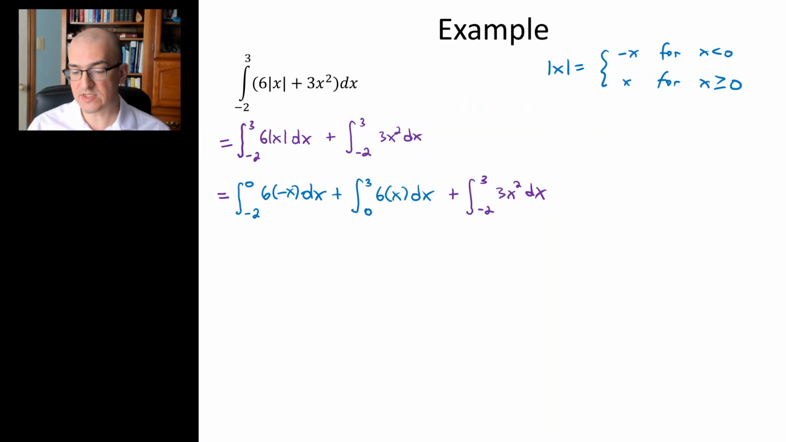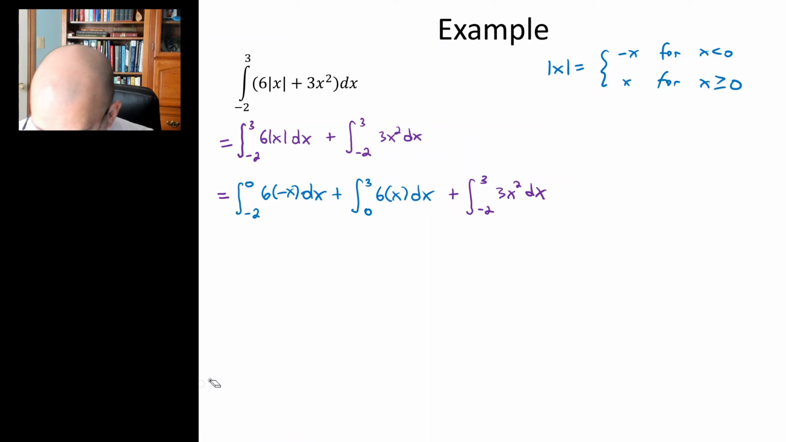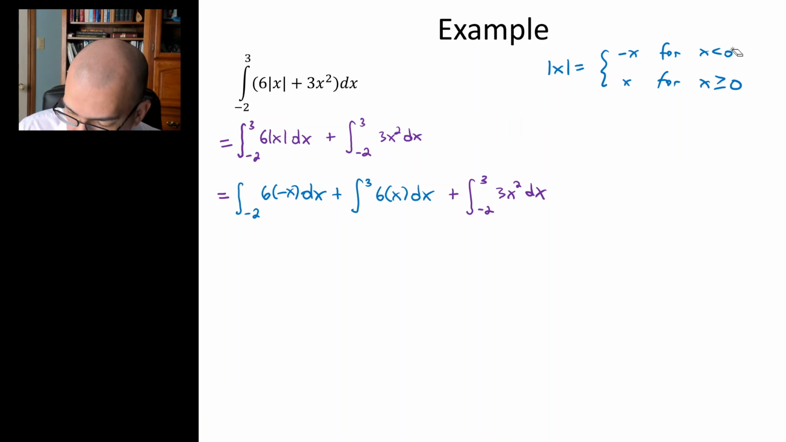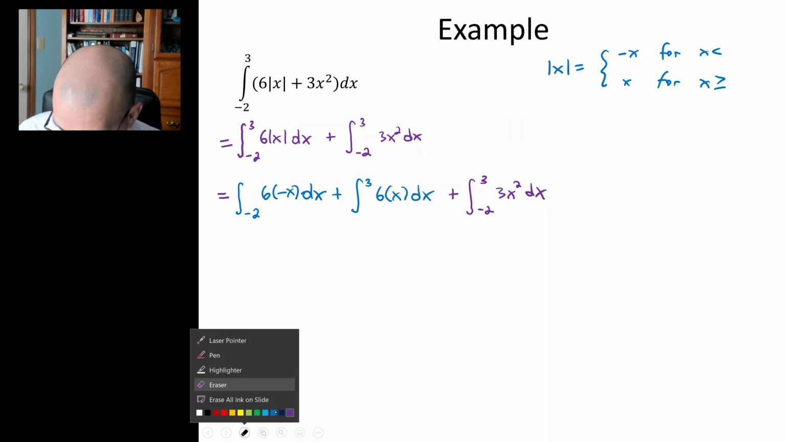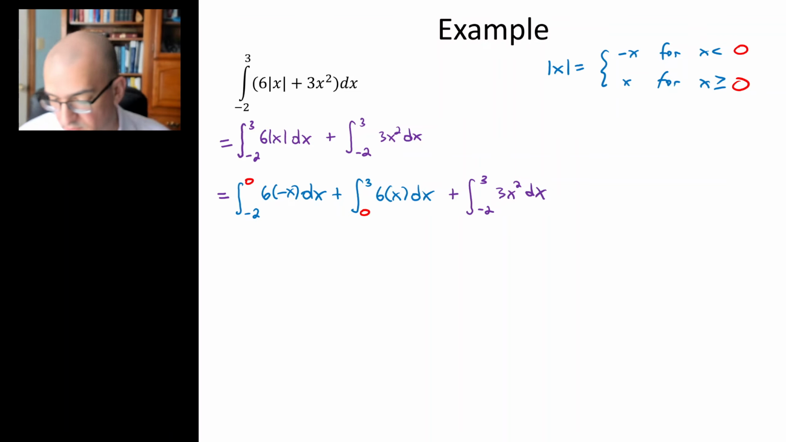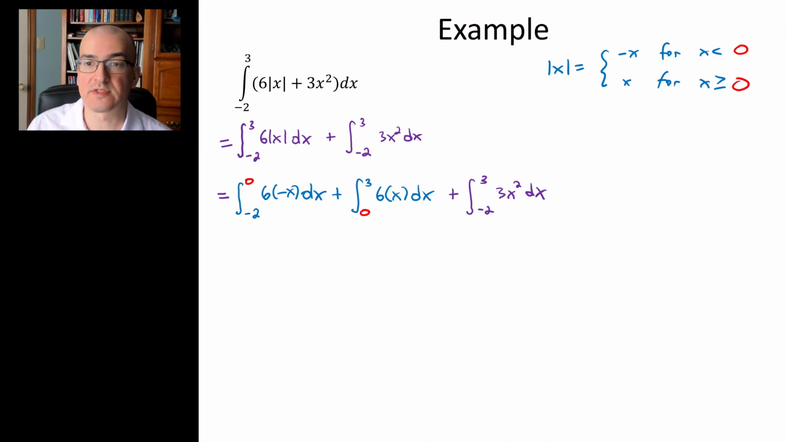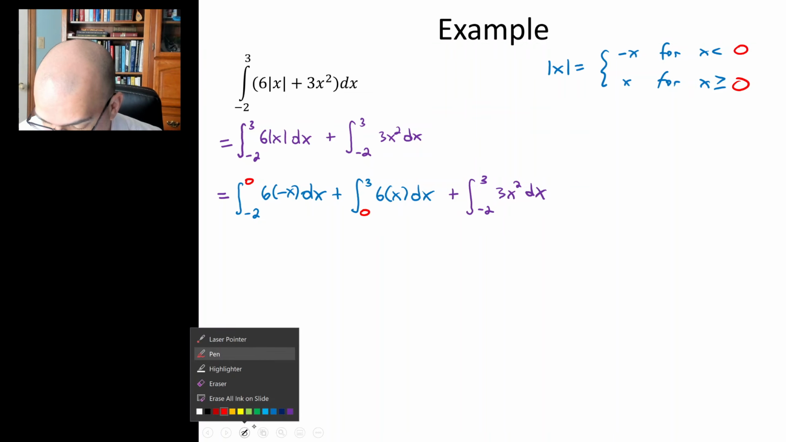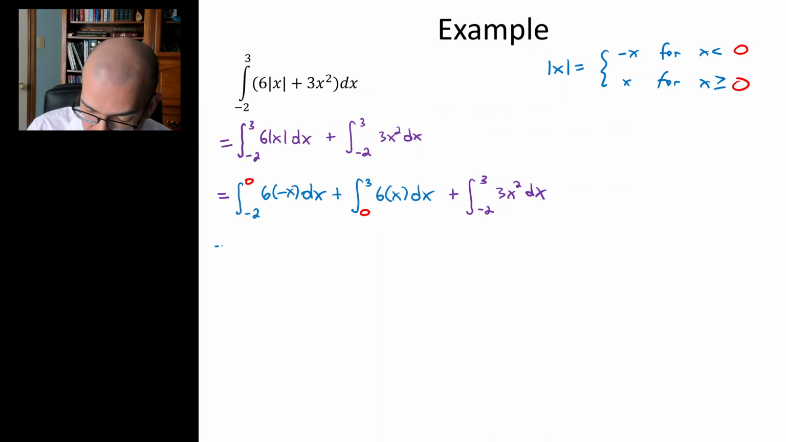So I use the piecewise. And actually, I'll add some more color coding to here. We're splitting it at 0 for the same reason we always split piecewise functions. We're splitting it where the piecewise function switches. In this case, it switches at 0. All right, and now we can take the antiderivative of each of these pieces.